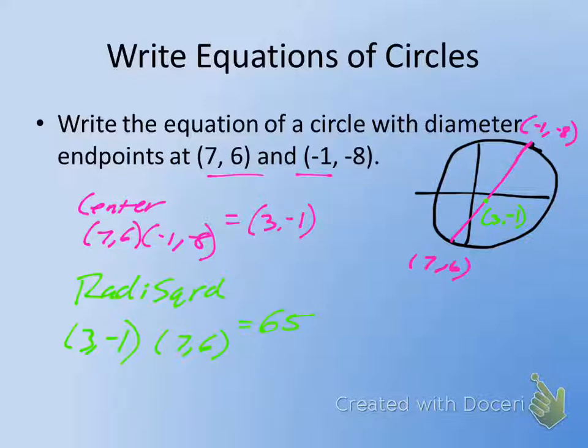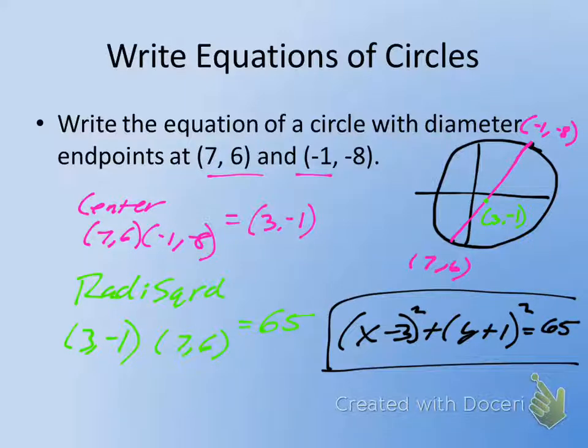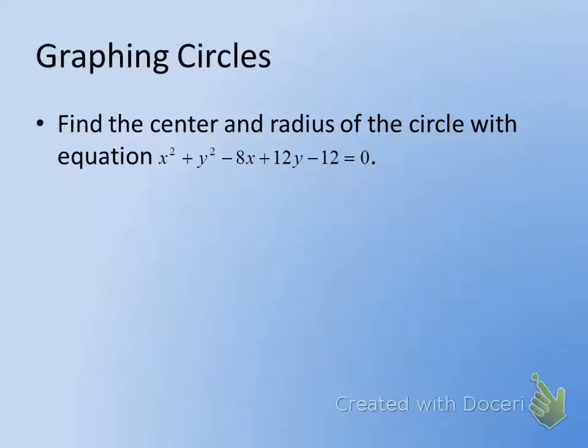So now you have everything you need to write the equation. So x minus 3, quantity squared, plus y plus 1, quantity squared, equals 65. Did this get harder or is it just kind of... Watch me.